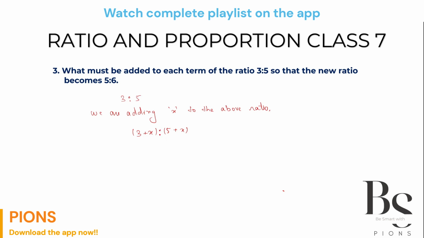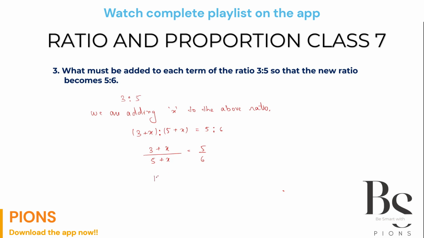When you add x to this, the ratio changes to 5 is to 6, which means on adding x here, (3 plus x) is to (5 plus x) will make it 5 is to 6. Very simple and direct. So now we will write it in fractions. It will be (3 plus x) whole divided by (5 plus x), and that will be equal to 5 by 6. I hope this is clear, because a ratio can be written as a fraction like this.